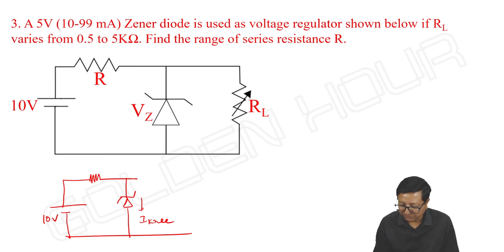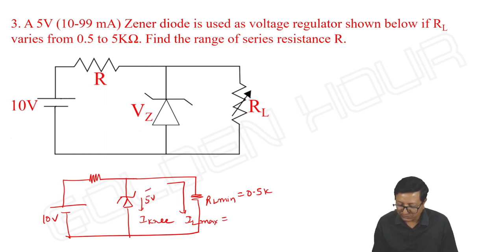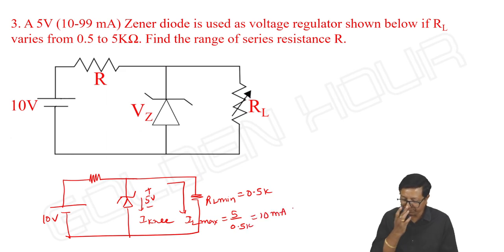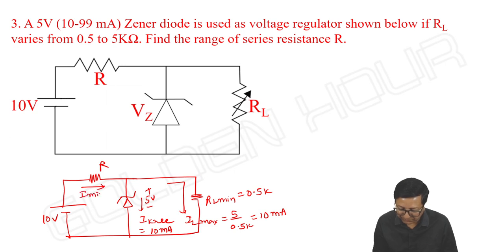Iz is minimum. That is possible if and only if RL is minimum. It is 0.5K and hence IL is maximum. Its value is Vz by 0.5K, 5 by 0.5K. It is 10 milliampere. IL maximum. What about the knee current? It is 10 milliampere and the corresponding I is minimum and R is maximum.